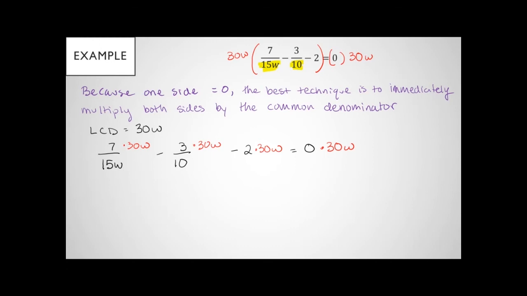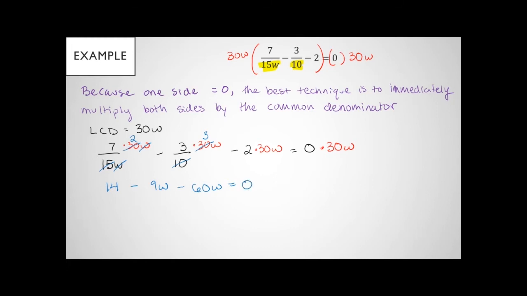If you do it this way, you can start canceling things out. Like here on the 7 over 15w, my w's cancel. And I can do 30 divided by 15, which leaves me with a 2. So this would be 7 times 2, so I end up with a 14. I don't have a w that cancels, but 30 divided by 10 leaves me a 3. So 3 times 3w, that's going to be 9w. And then I have 2 times 30w. 2 times 30 is 60, so I minus 60w. And then 0 times anything is 0.